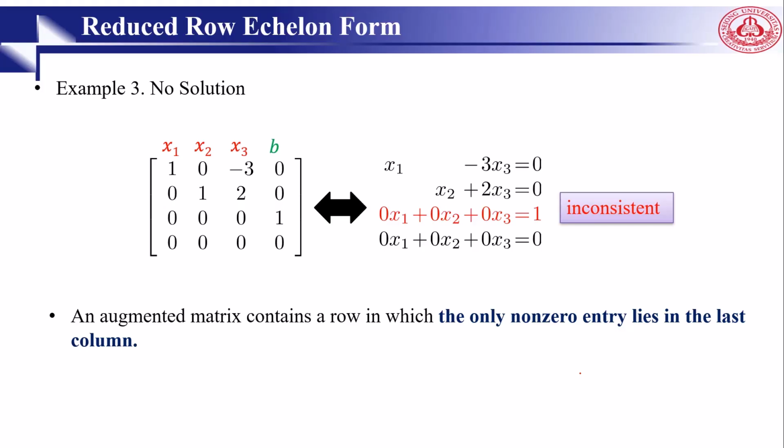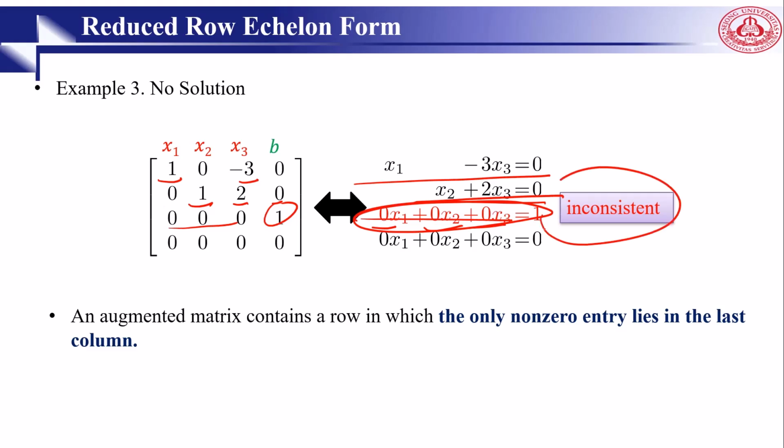Let's see one case which has no solution. We can see that this is inconsistent. An augmented matrix contains a row in which the only non-zero entry lies in the last column, meaning in the original system of linear equations there are contradictions. So in here we have x1 minus x3 equal to 0. We have x2 plus x2 equal to 0, which is okay. But here we have nothing but equal to 1, meaning all coefficients are 0, right? 0x1, 0x2, 0x3. So this is a contradiction, and we can say it is inconsistent and there is no solution.